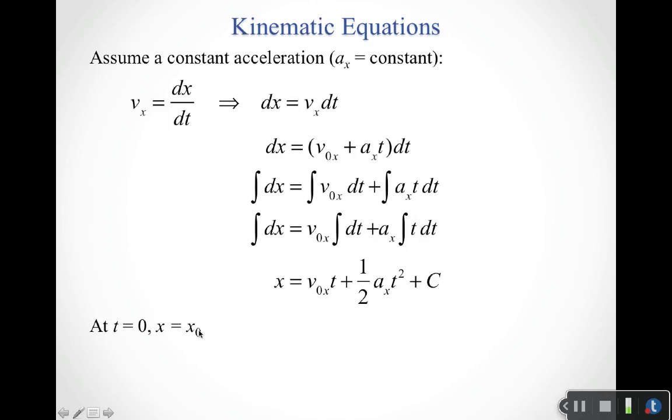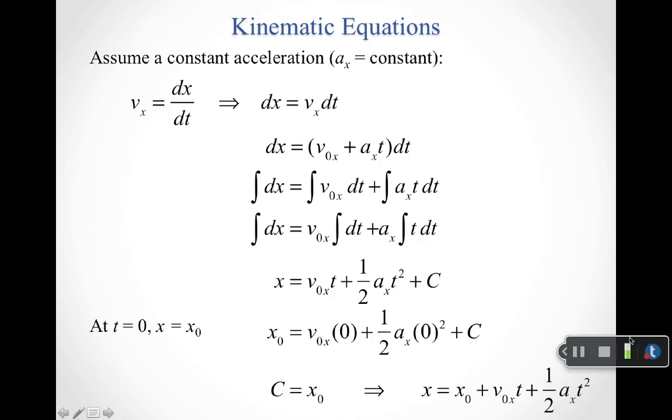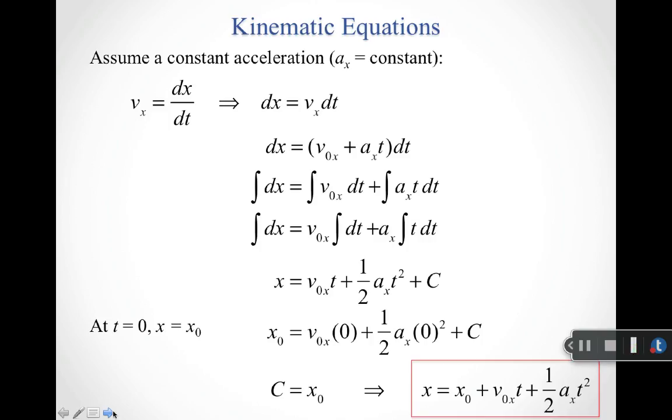Well, at t equals 0, the position of my object is just x naught, so whatever the initial position is, with the x component in the initial position. So when I plug all this in, I plug in x naught for x, I plug in 0 for t, I solve, and sure enough, it leaves me with just this constant being equal to the initial position. So I come back, plug that in, and now here is my equation for the position as a function of time in x. There we go.